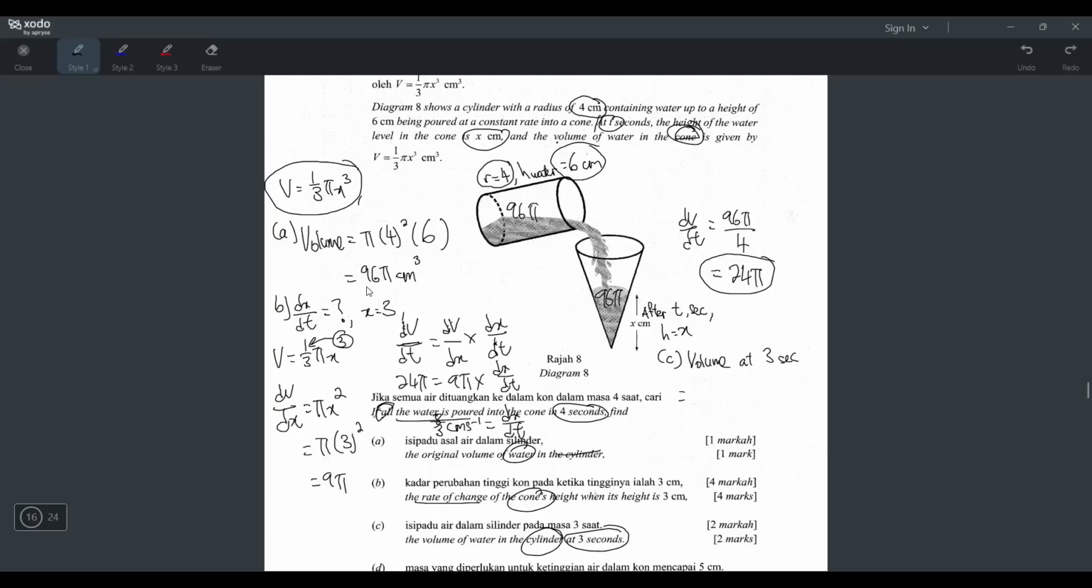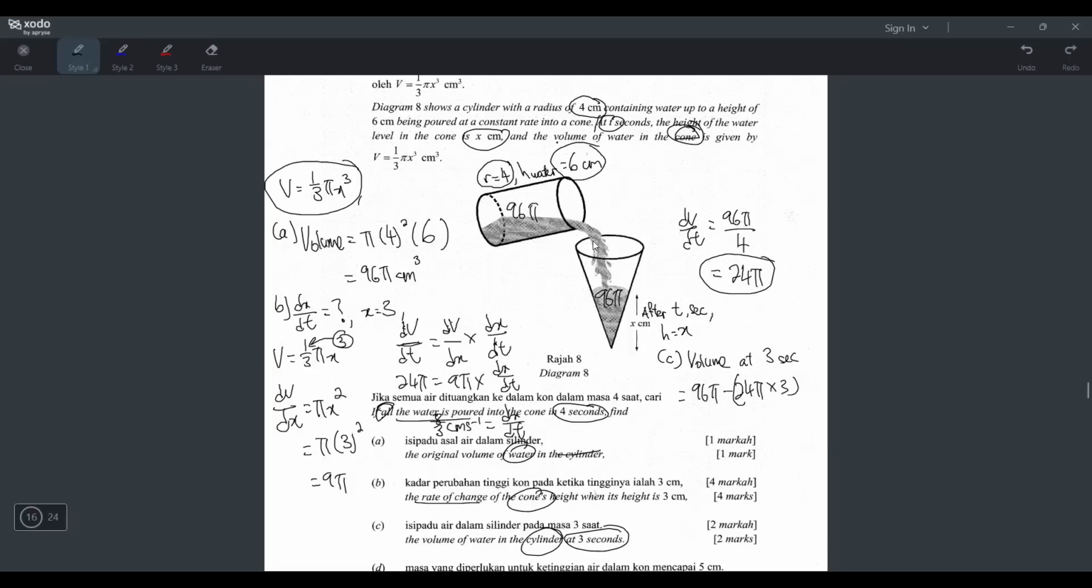Okay, the original volume is 96 pi. At first, this cylinder is filled with water, 96 pi, right, at first. But after 3 seconds, there will be less water already because you have poured here already, right? But there is still some water left after 3 seconds because they said all the water is poured over 4 seconds. So at 3 seconds there is still a little water left in the cylinder. So how much is left? Just now you already know every second you pour 24 pi. So you minus 24 pi 3 times.